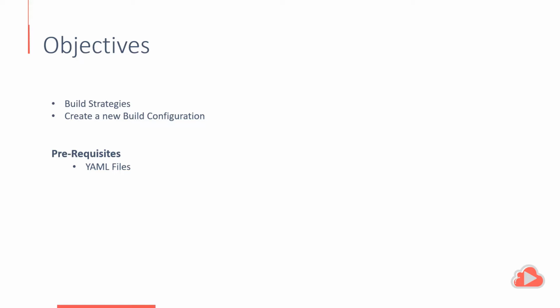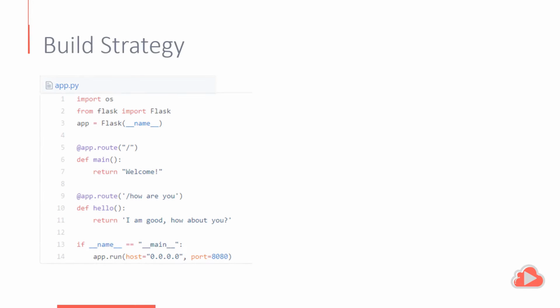We looked at builds at a high level in the previous lecture. Let's look at it in a bit more detail. Say we have a simple Python web application developed using the Flask framework, and all that it does is display a web page with a welcome message. We know that Kubernetes expects a Docker image of this application, so we need the build process to convert this application into a Docker image.